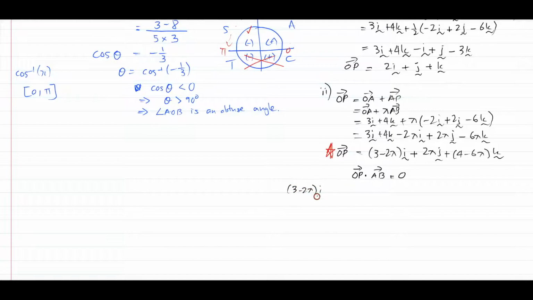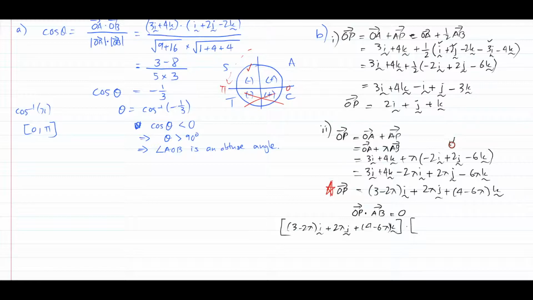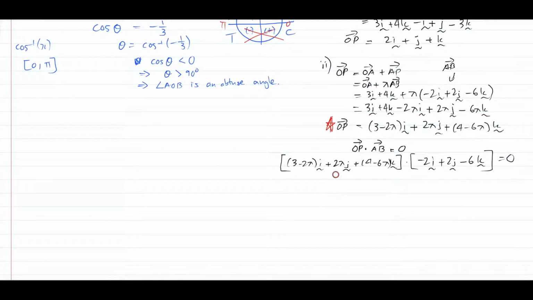Let's write that down. I'll do this quickly, speed up the video a little bit. (3 minus 2 lambda)i plus 2 lambda j plus (4 minus 6 lambda)k. Of course, this whole thing, you dot product with AB. What do we know AB is? Well, we found that previously, just right here. That's AB, negative 2i plus 2j minus 6k, and that should equal 0. So let's multiply the coefficients together. 3 minus 2 lambda times negative 2, so let's expand the bracket, negative 6 plus 4 lambda.